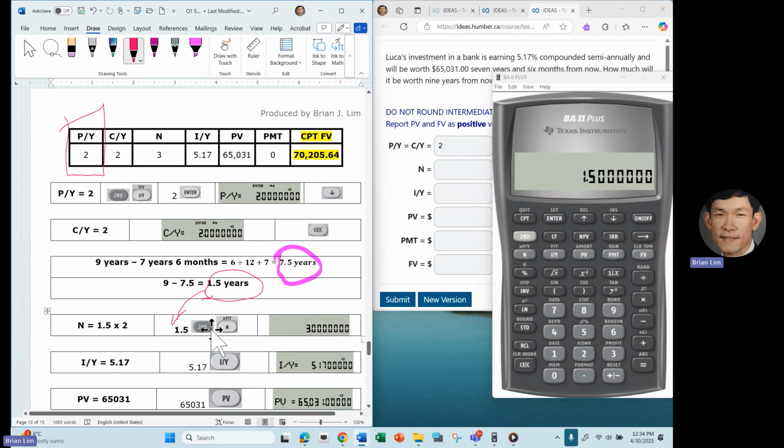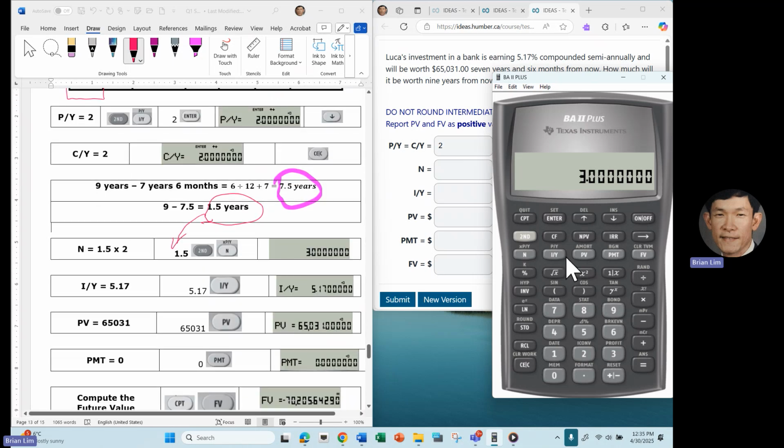So we do that by clicking on second IY. Sorry, I made a mistake there. My mistake. Let me get out of there. Let me do it again, or we can do it as 9 minus 7.5. Okay, please don't make that error. 9 minus 7.5, so it's 1.5. Then we go second n. Now it's multiplied. We get the 3 right there, and then we enter it into n by clicking on n again.